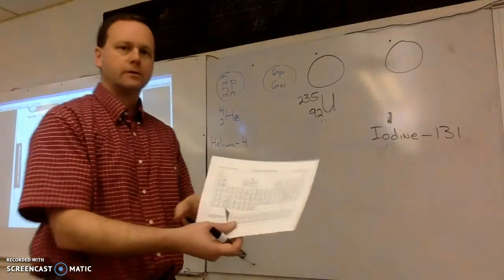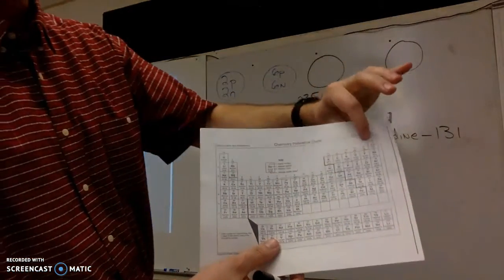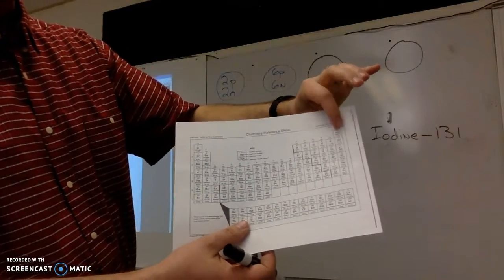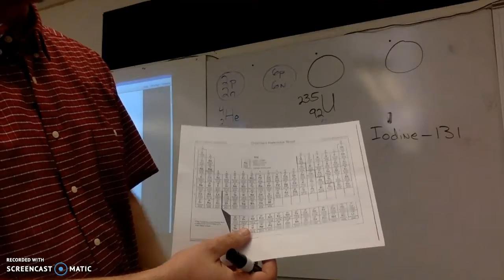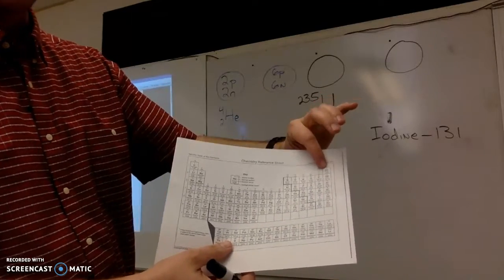How do you find that? Well, you look on the periodic table for element number 2. Remember, the atomic number is the number of protons in the nucleus. So 2 protons means we have helium.